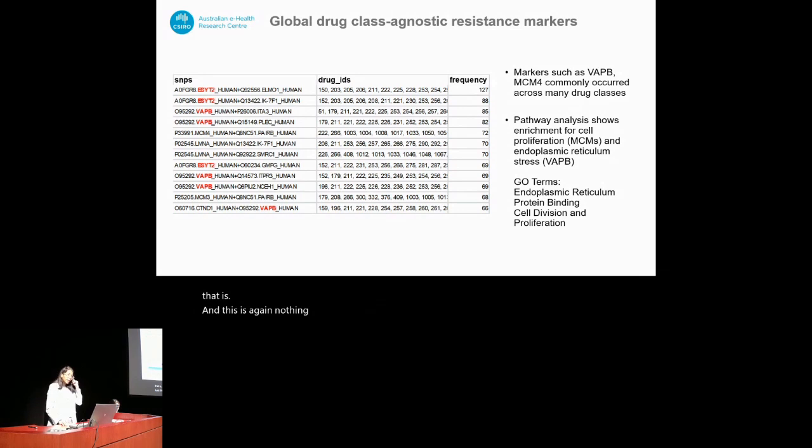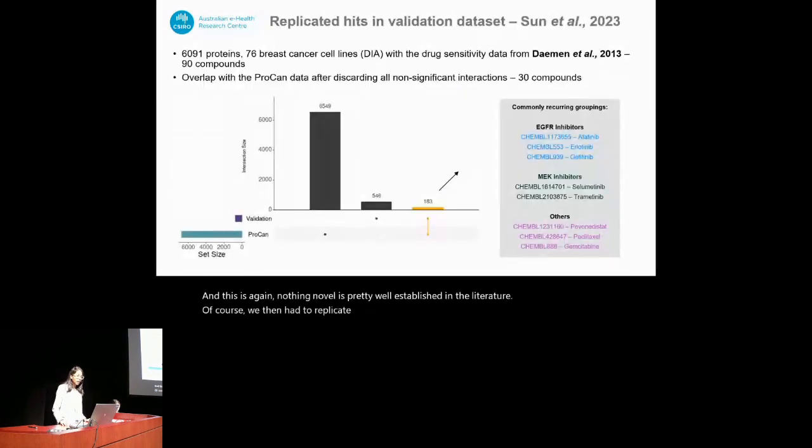Of course, we then had to replicate the hits to see if they validate. Unfortunately, there's not too many data sets out there that are that comprehensive, but we did find a data set from Damon et al., including some newer drug sensitivity data they've done, and the overlap was 30 compounds.